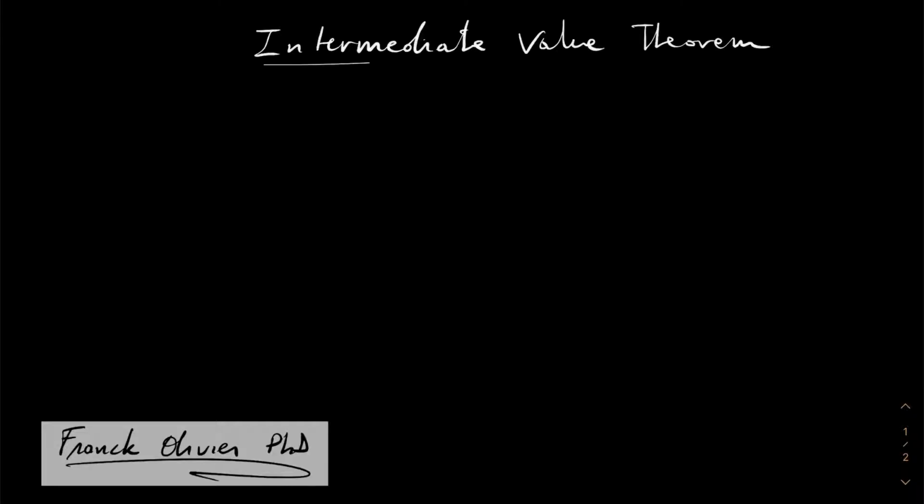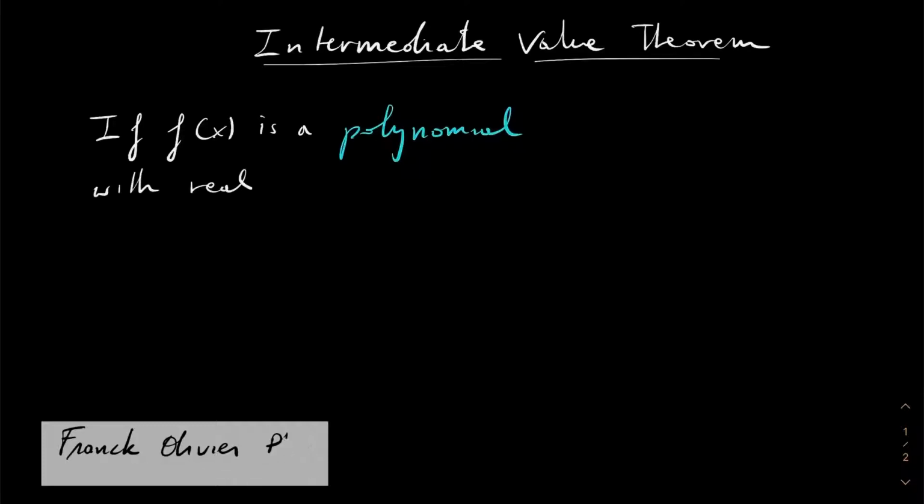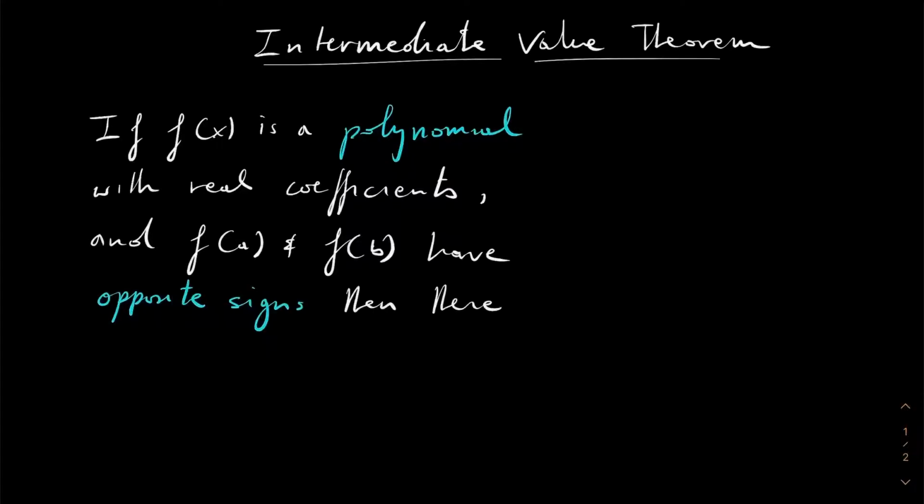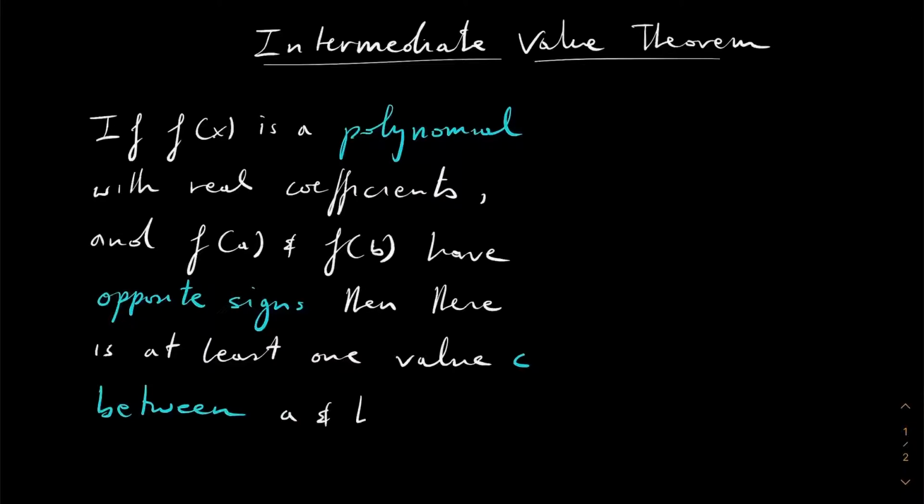This is going to be that video about the intermediate value theorem. And so without further ado, if f is a polynomial function with real coefficients and f of a and f of b have opposite sign, then there is at least one value c between a and b so that f of c is equal to 0.